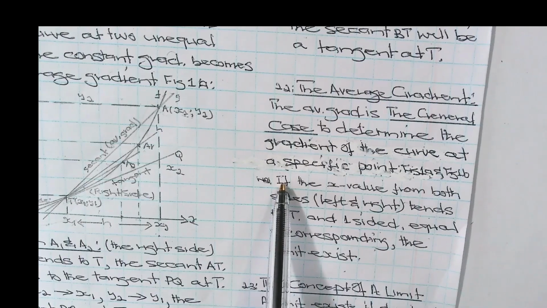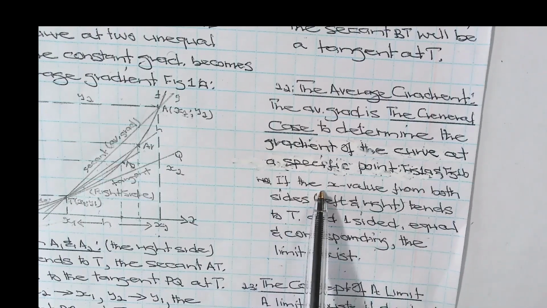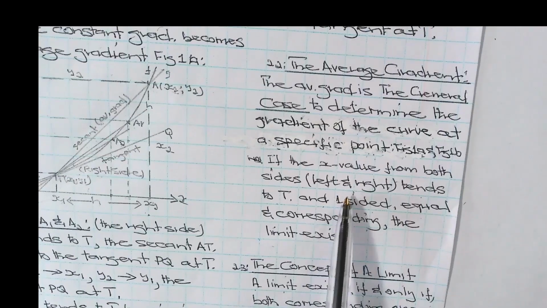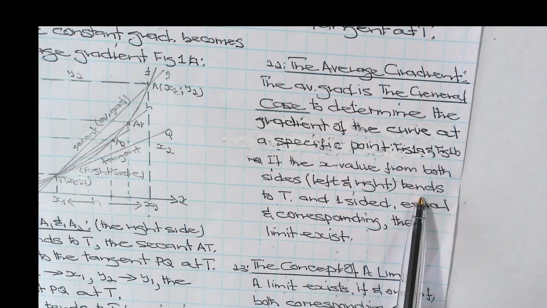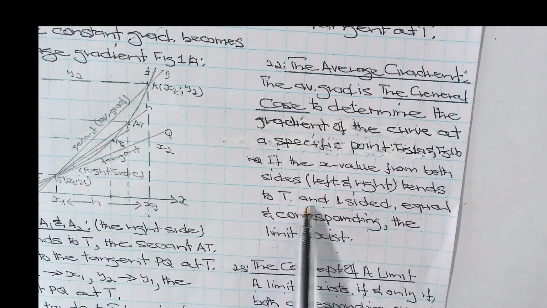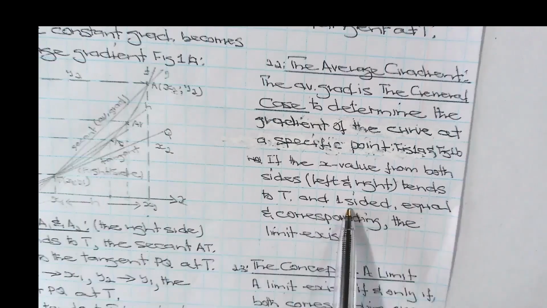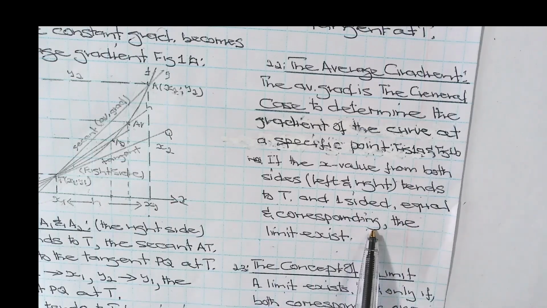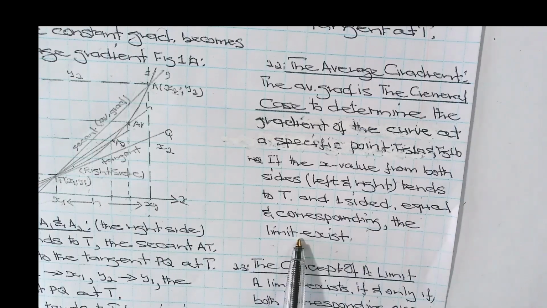Note, if the x value from both sides, left and right, as I've just demonstrated, tends to T and the one-sided limits are equal and corresponding, the limit exists.